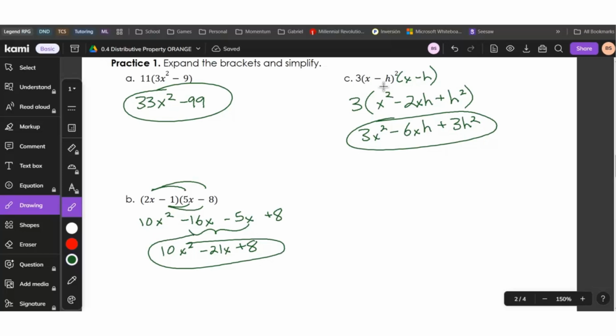For this one, you just have to remember to do FOIL. So that's your 2x times 5x, 2x times negative 8, negative 1 times negative 5, and then this is where I saw quite a few of you mess it up. Negative 1 times negative 8 is positive 8, right? 2 negatives cancel each other out. Then you're always going to combine those middle 2 terms, and just be careful doing that, especially when there's negatives.